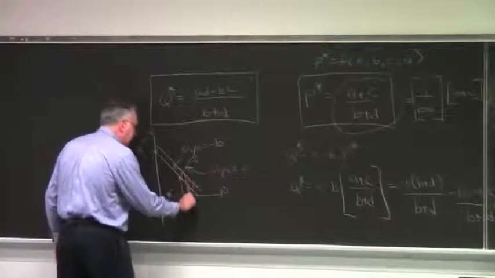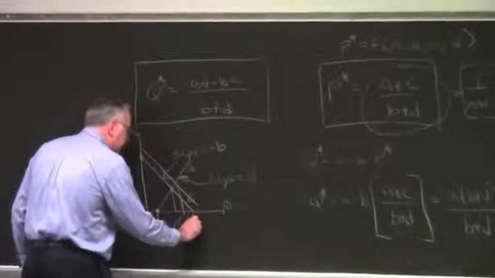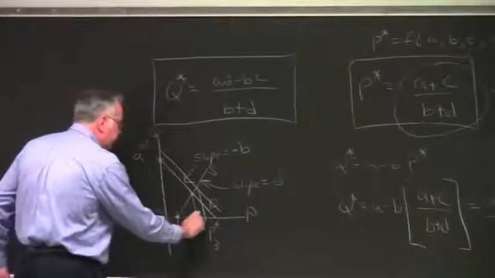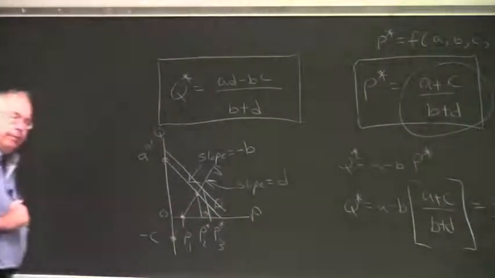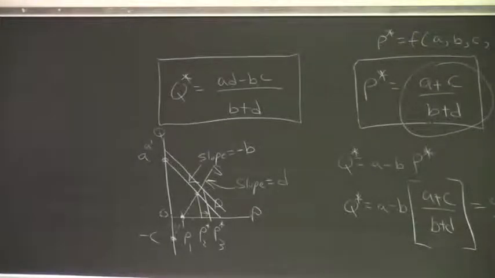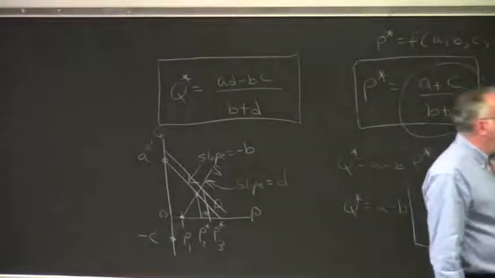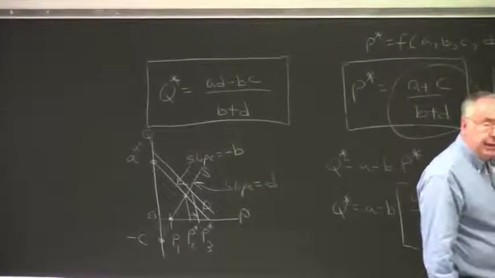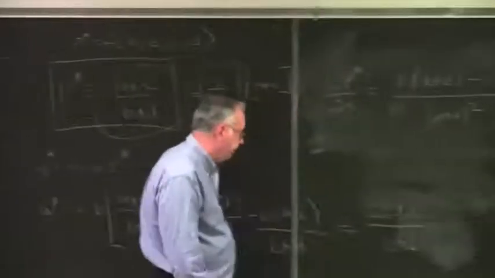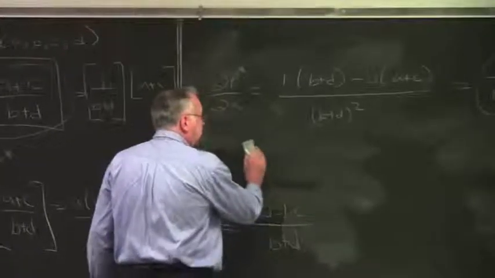to this level because the demand is shifting up. If A goes down, then the demand curve shifts down and the equilibrium price falls. So that's what this means, that parameter A and P star move in the same direction. Okay. Let's move on to the next one.